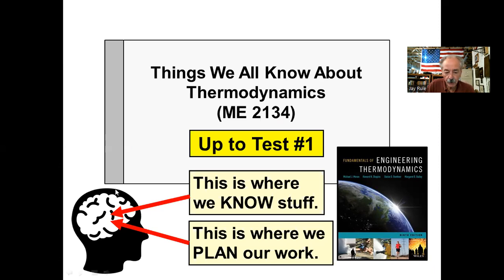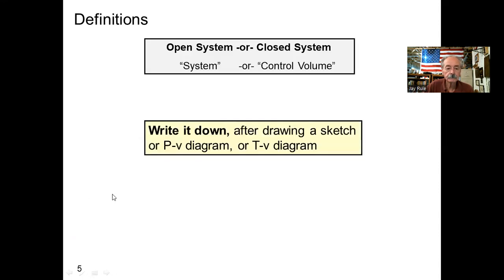So this is where we know stuff up in our heads. Also, this is where we plan our work as we're performing on a test. We've got pencil and paper. We're going to be writing things down. So this is where we plan our work. The first thing we do, we read a problem. You decide, is this problem an open system or is it a closed system? My suggestion is you write that down after drawing a sketch or a PV diagram or a TV diagram on your solution. Write down one or the other of those.